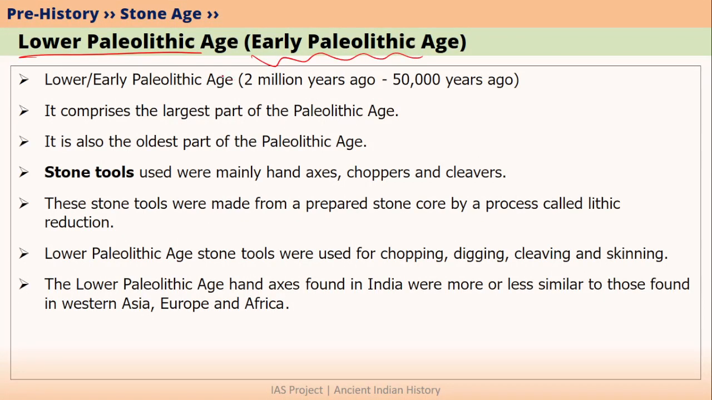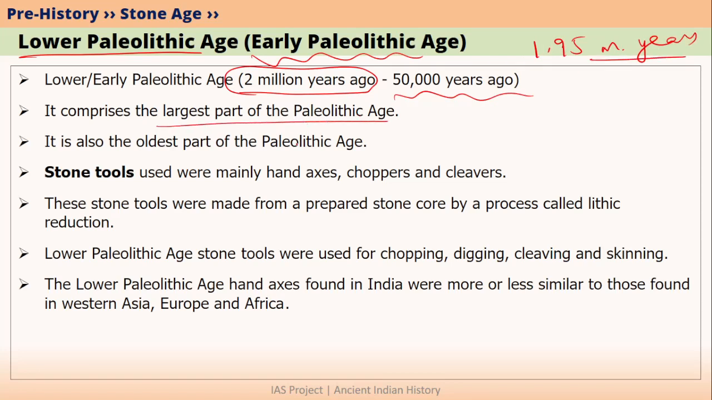Lower Paleolithic age started at the same time as Paleolithic age, that is, it started 2 million years ago and it lasted up to 50,000 years ago. Therefore, the time period is 1.95 million years. That is why it is called the largest part of Paleolithic age. Moreover, it started at the same time as Paleolithic age. That is why it is also called the oldest part of Paleolithic age.